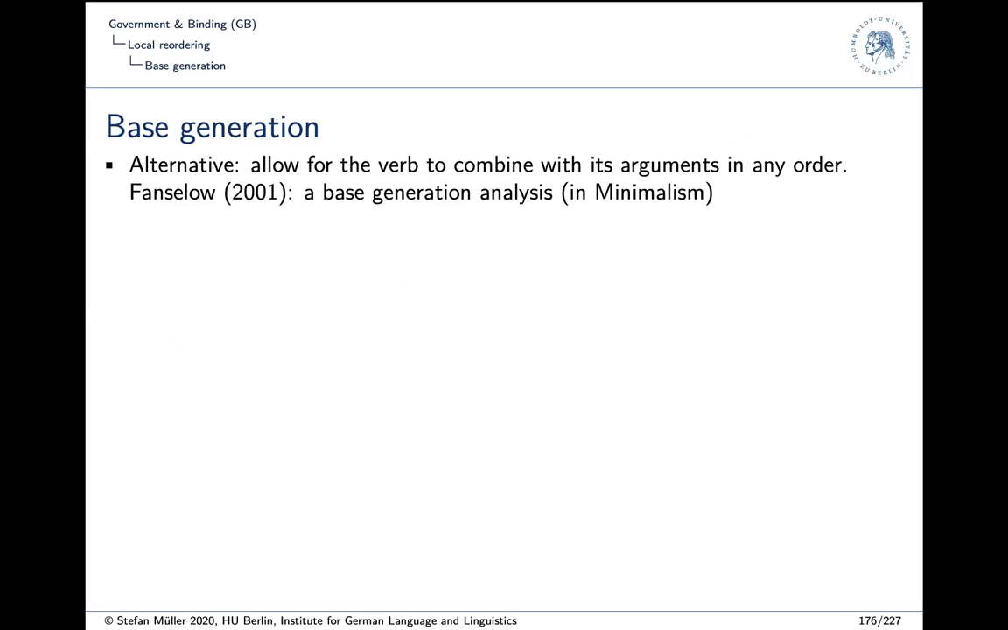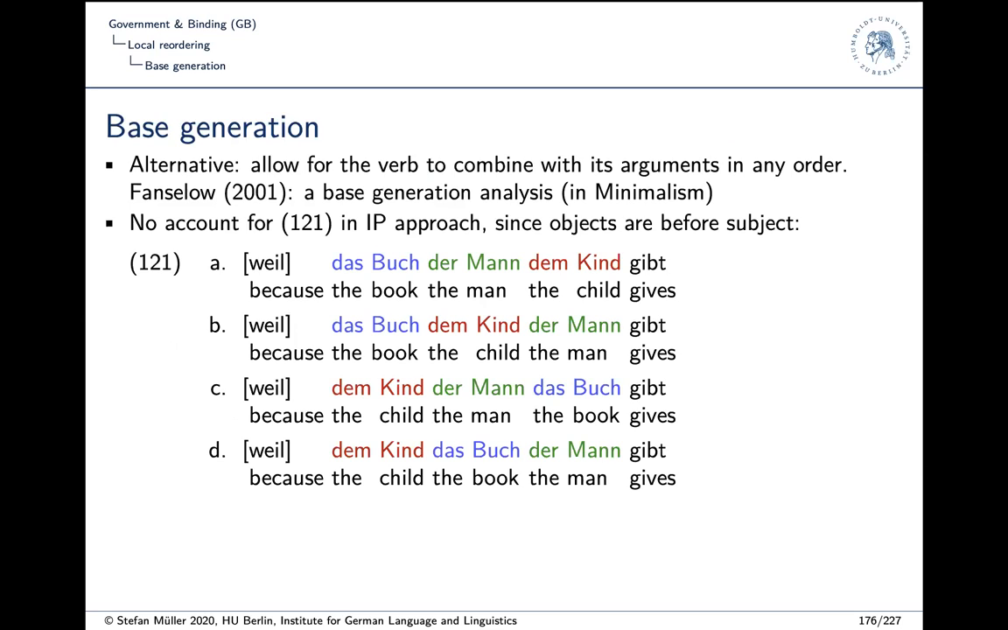That's what other theories do. And the problem then is that if we stick to the IP approach, then the subject is only there in the spec IP position. And if we allow for base generation of different orders in the VP, then, and now you have to see my hands, but I decided not to show you the video, if you can scramble in the VP, then you cannot get out of the VP.